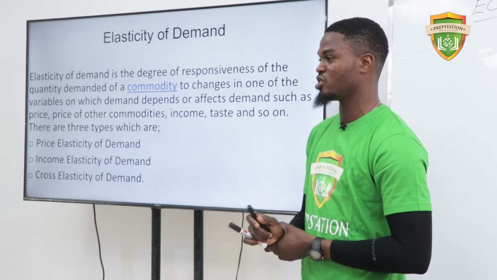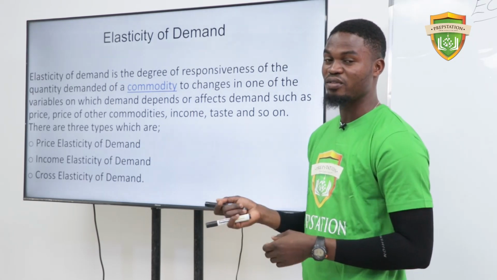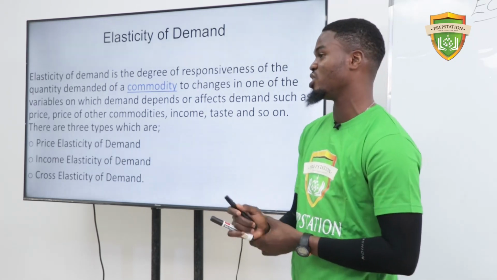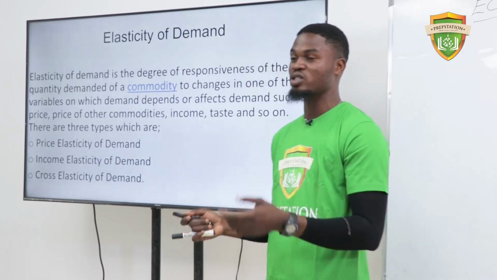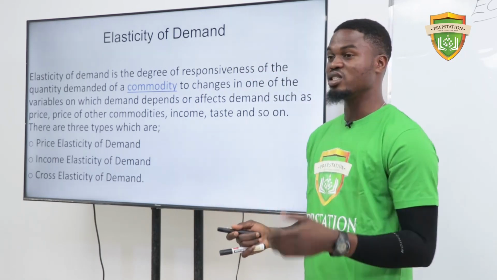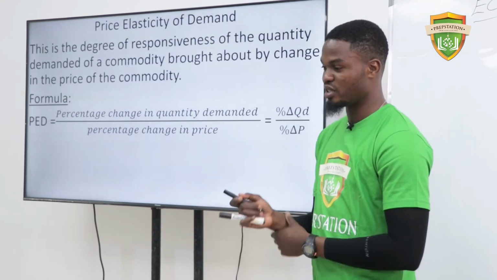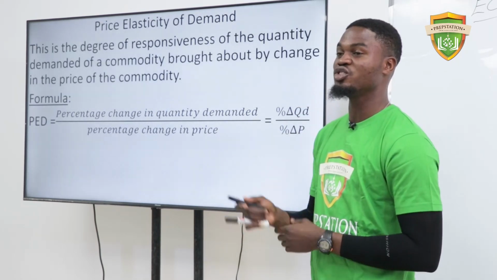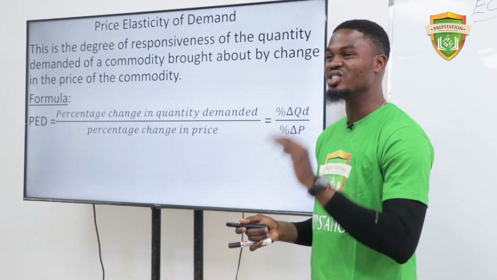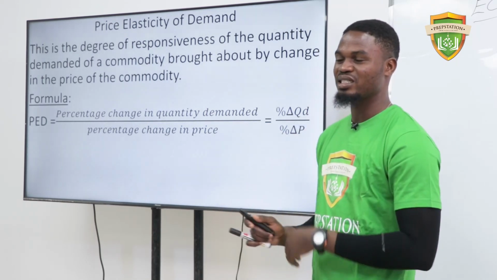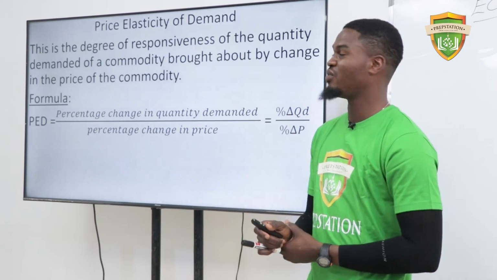We have the price elasticity of demand, which I call the PED. We have the income elasticity of demand, which is the IED, and we have the cross elasticity of demand, CED. So we pick them one after the other. What is price elasticity of demand? That is the degree of responsiveness of change in demand as a result of change in price only. That is, price being the only factor affecting demand.